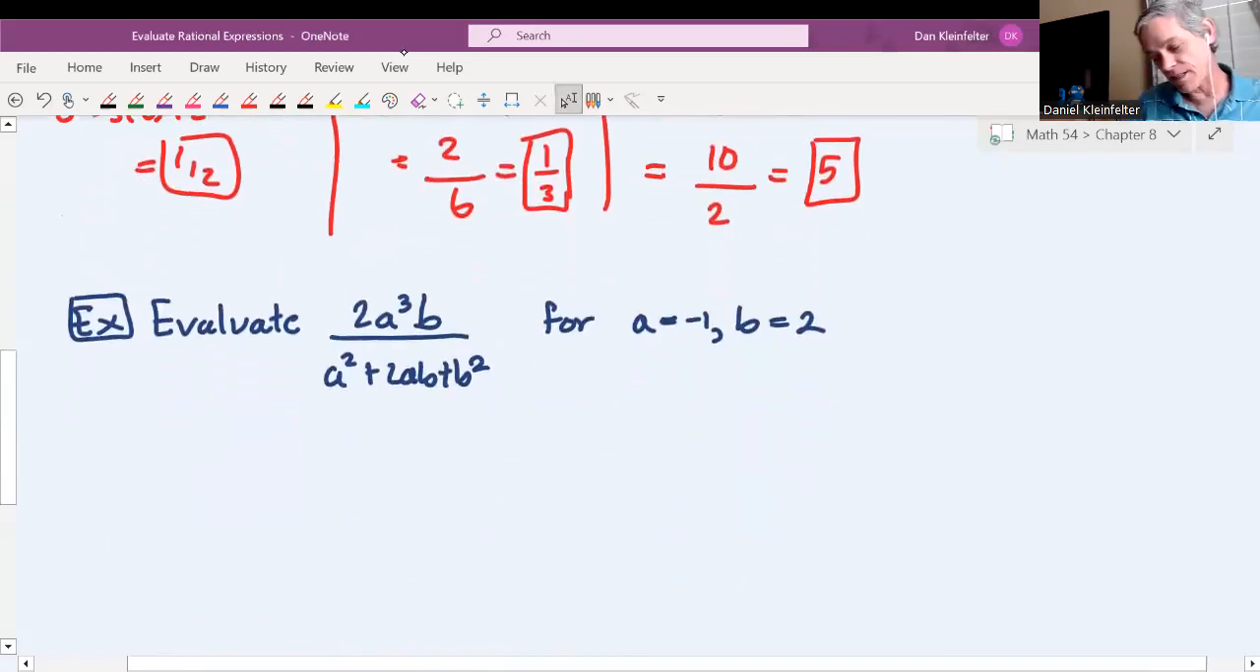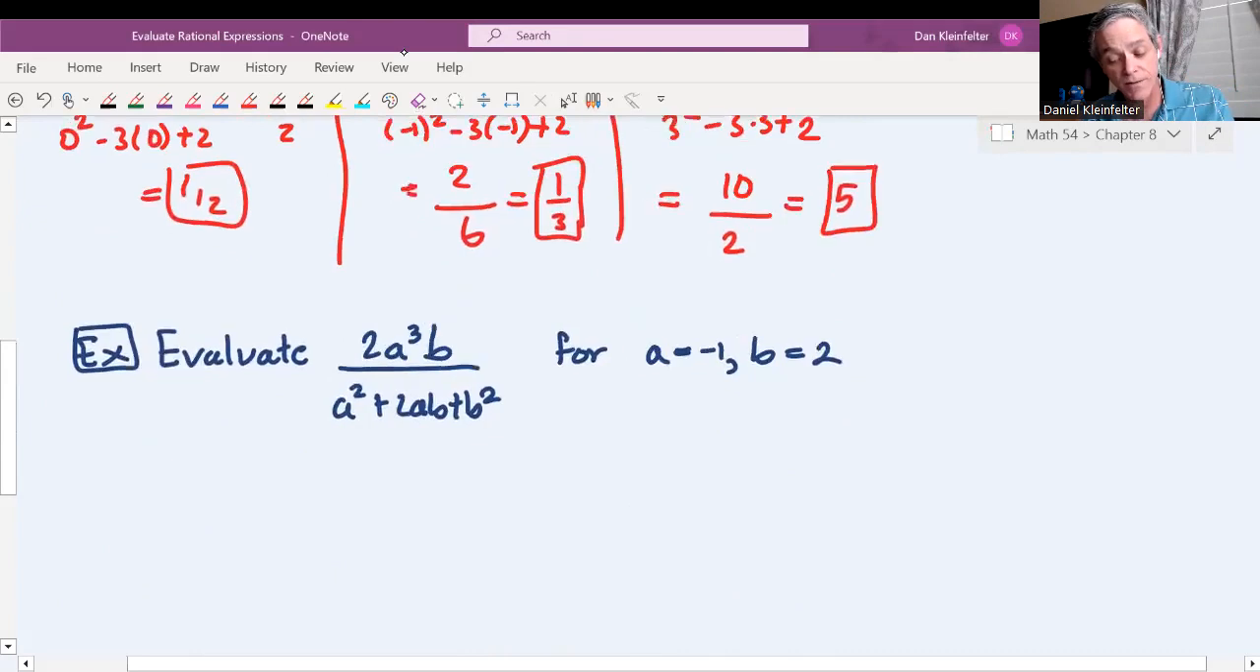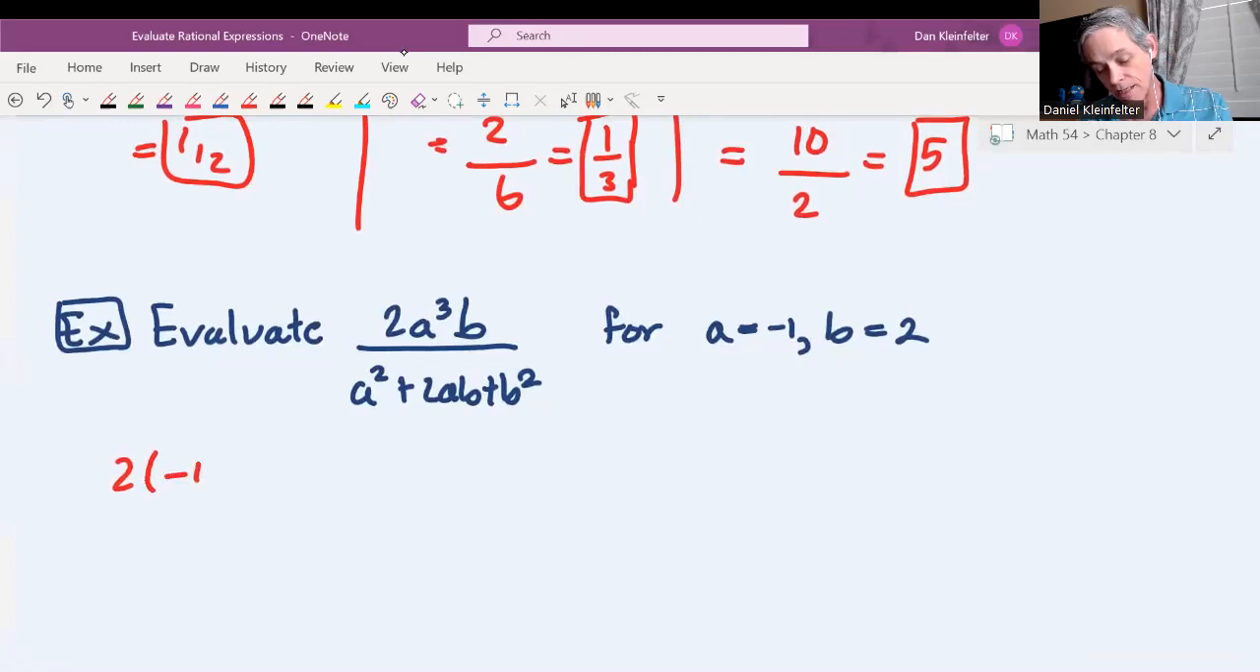Okay, only one more of these evaluate examples. For this one, what's different is we have two variables in our expression. So we have 2a cubed, here our a is negative 1, and then our b is 2. Make sure that you put the right value in the right place. It was the a that was negative 1, it was the b that's 2, so be careful you don't get those switched.